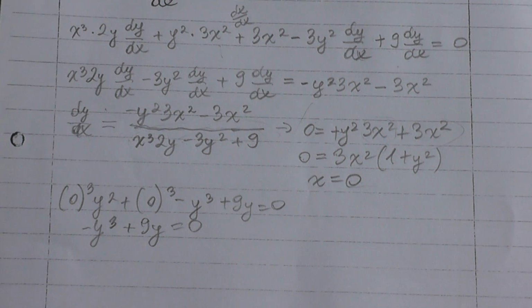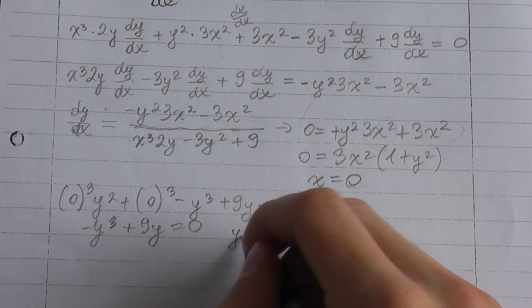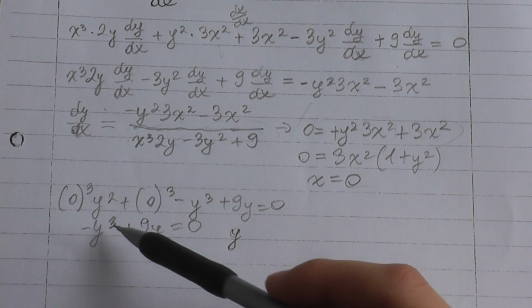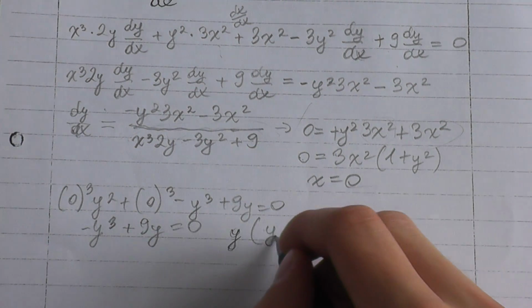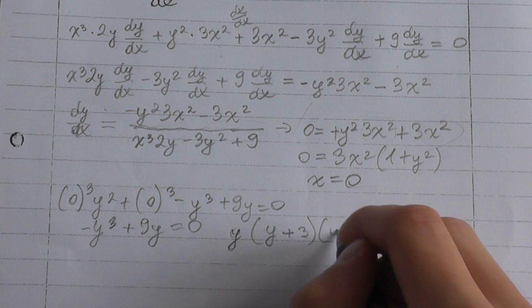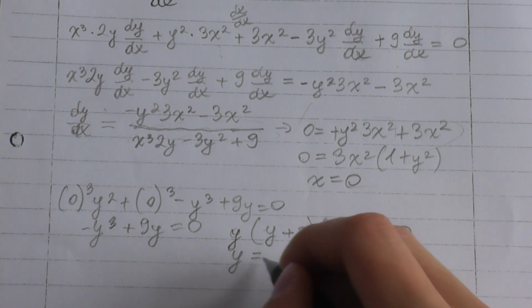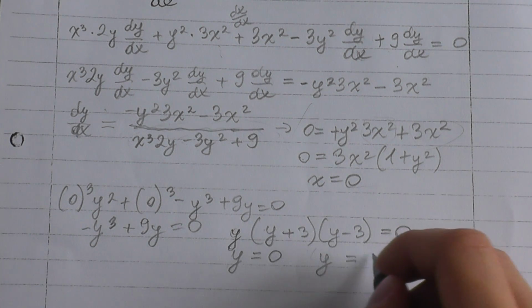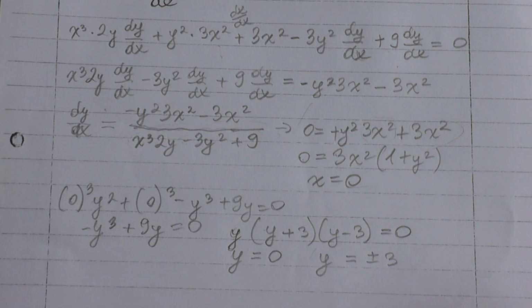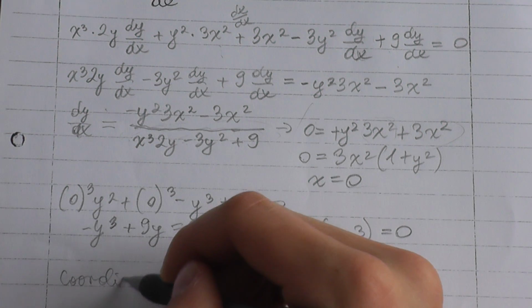This we must factor, and this will give us, this is factoring cubics, y times y plus 3 times y minus 3 to equal 0. From this we get solutions. Y is equal to 0 and y is equal to plus or minus 3. This then gives coordinates, which is what we're looking for.